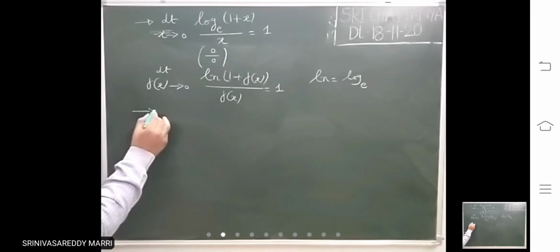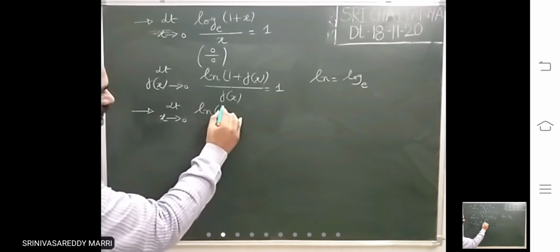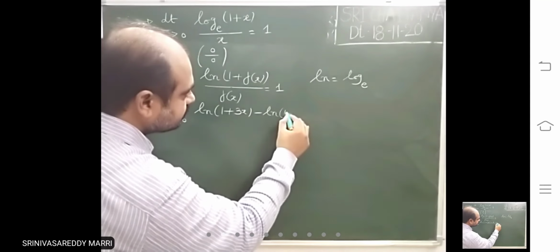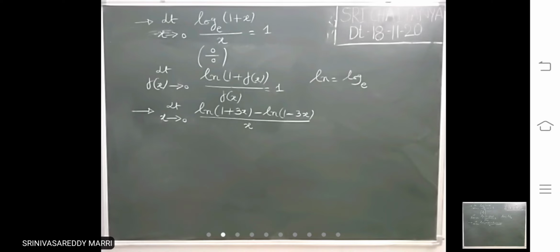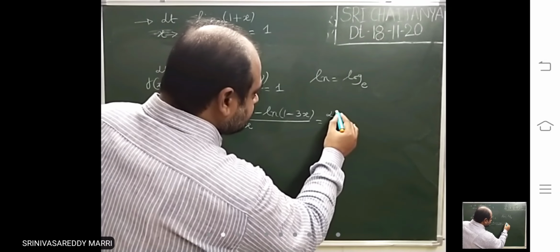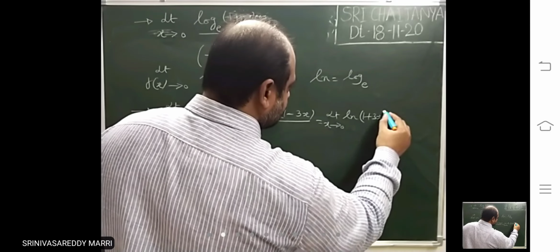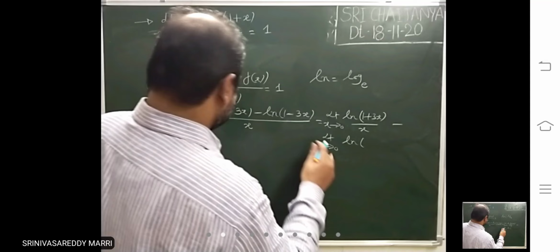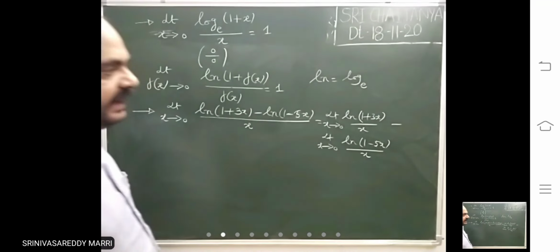So, look at how to apply this rule. Limit x tends to 0. Suppose it is given like this: 1 plus 3x minus 1 minus 5x, divided by x. Suppose you have to evaluate this limit. Right? So, log to the base e is there. Now, write separate limits for this, minus, let us say some other number, log of 1 minus 5x divided by x.